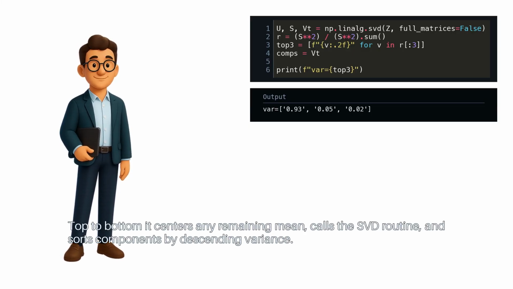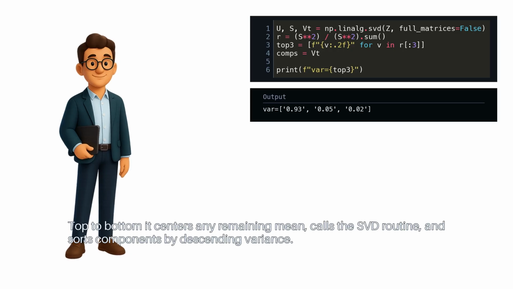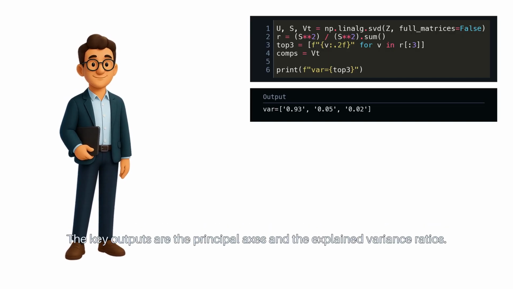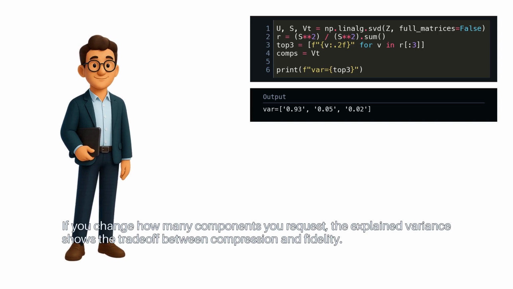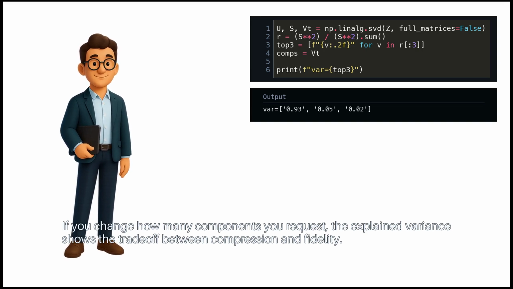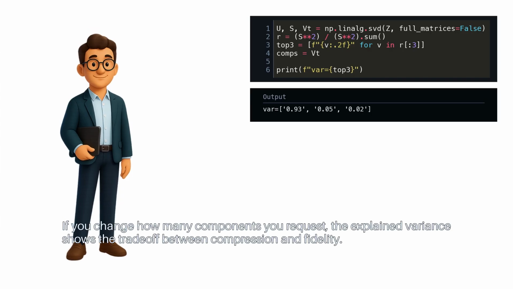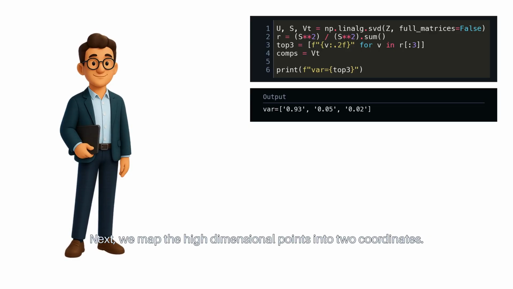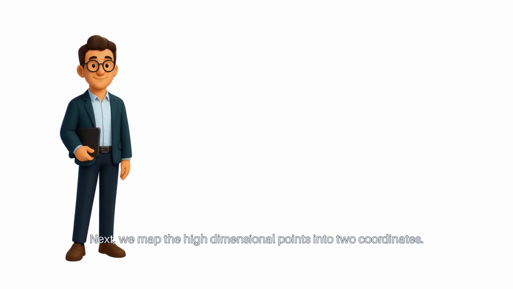Top to bottom, it centers any remaining mean, calls the SVD routine, and sorts components by descending variance. The key outputs are the principal axes and the explained variance ratios. If you change how many components you request, the explained variance shows the trade-off between compression and fidelity. Next, we map the high-dimensional points into 2 coordinates.